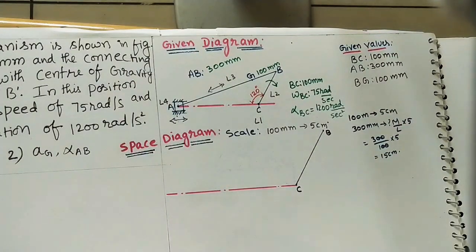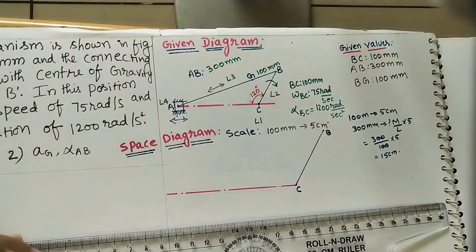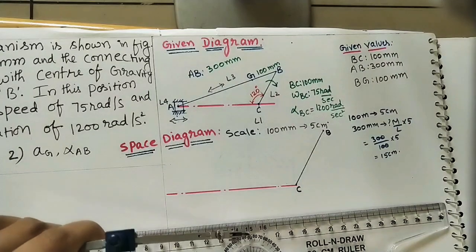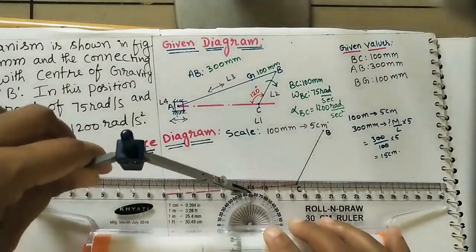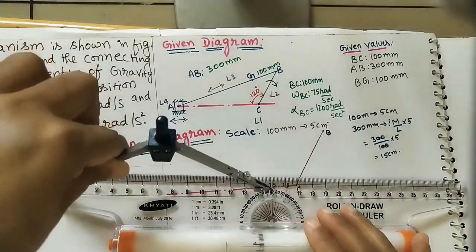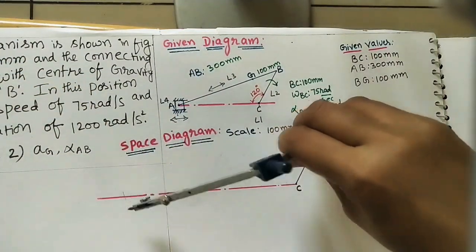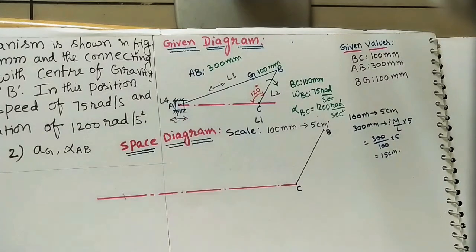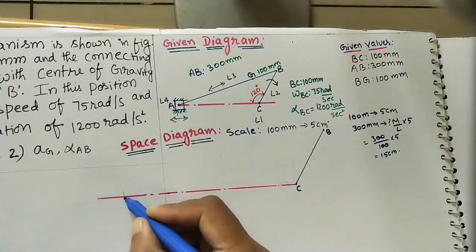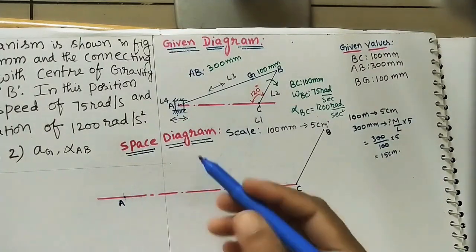So by using compass and scale, take 15 centimeter. By using compass, take 15 centimeter. With B as center, draw an arc, it will indicate A point. Join A and B.